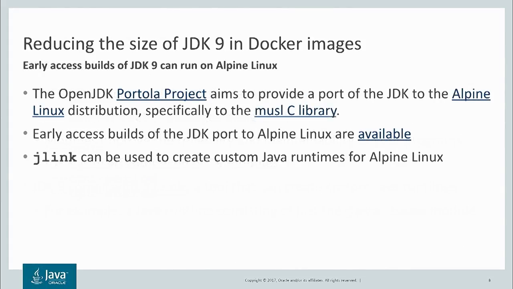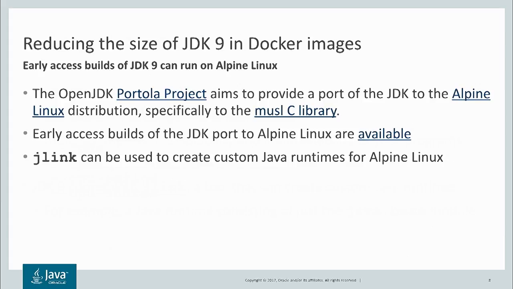So what we can do is we can use a distribution called Alpine Linux, and we can use the work done by the OpenJDK project Portola to provide a port of the JDK to Alpine Linux. And specifically, it's to the musl C library that Alpine Linux uses. Now, Alpine Linux is interesting because it's a very small distribution, and it uses musl C rather than glibc to reduce the size of the distribution.